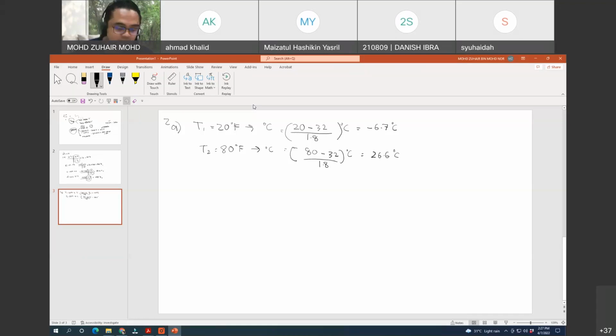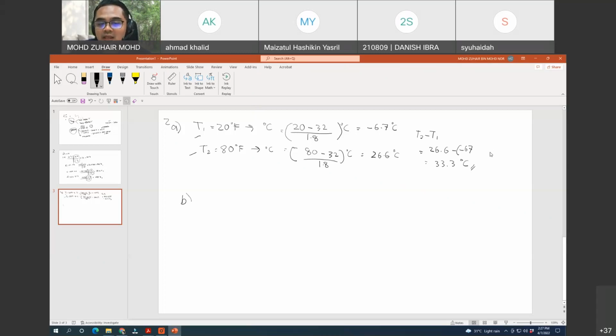So at the end, you are going to get 26.6 degrees Celsius. So T2 minus T1 equals 26.6 minus 6.7 degrees C. So the answer will be 33.3 degrees C. Okay, so this is the first step. We need to change one by one.